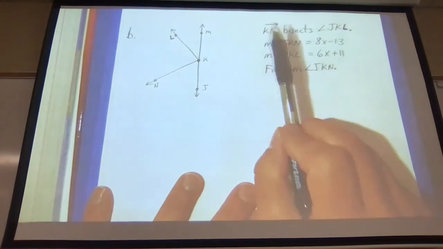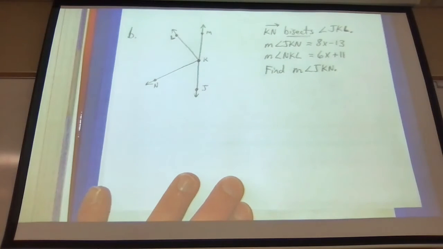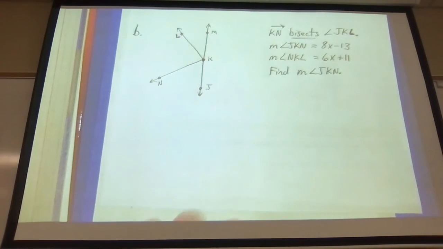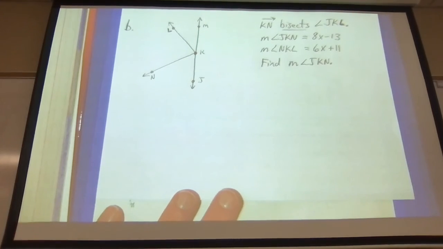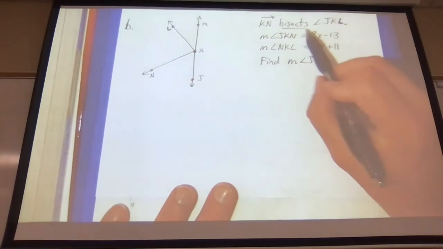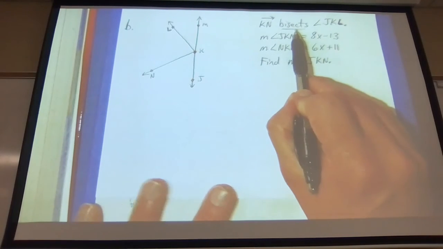Okay, let's start from the top. Ray KN bisects the angle. Who remembers what it means if you bisect something? Avery? Okay, and the ray is going to go through the middle of the angle, split it into two congruent angles. So angle JKL is the one being bisected.